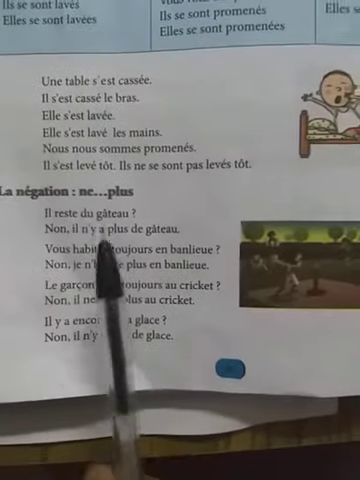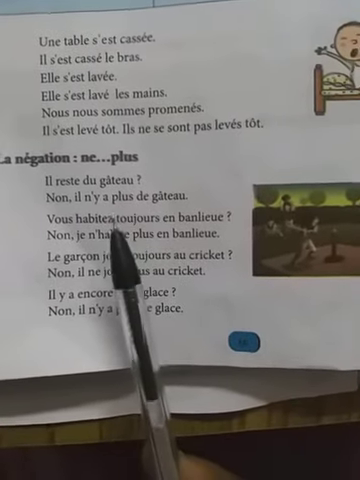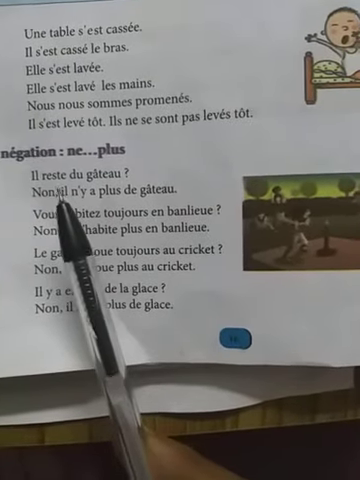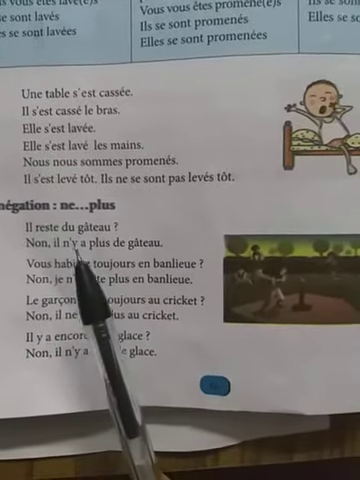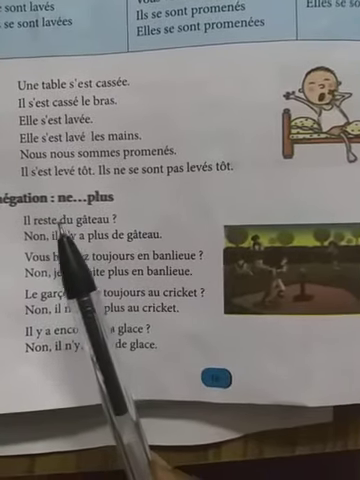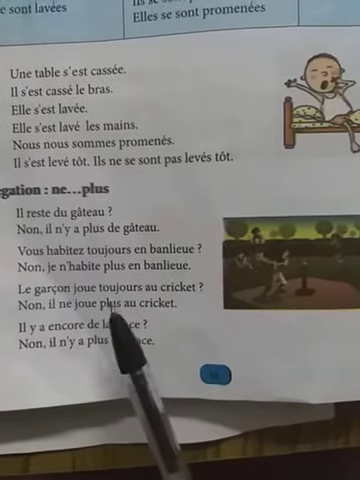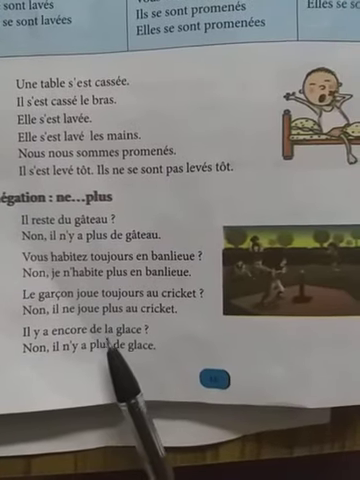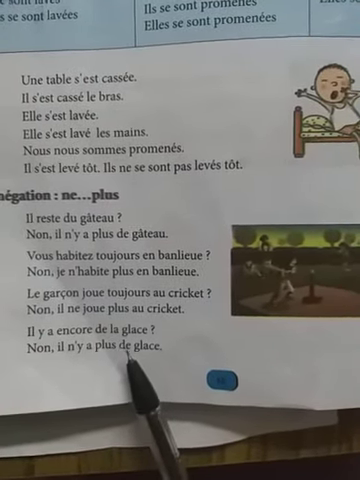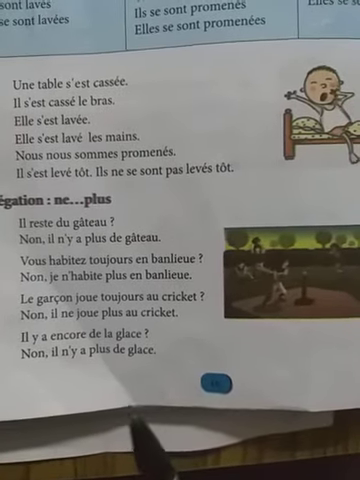This is the negative form, ne plus. What are the changes you have to make? Put the negative ne before the verb, plus after the verb, then the partitive article. If you have du, de la, des, de l', it will change to de in the negative form. In positive form, these partitive articles will be there. In negative form, it converts to de. That you have to do in the negative form.